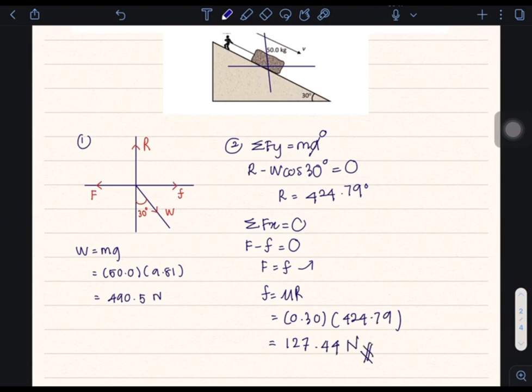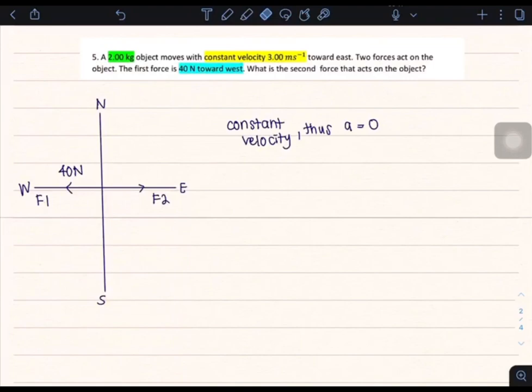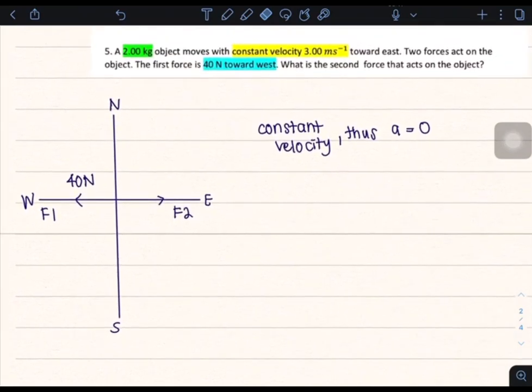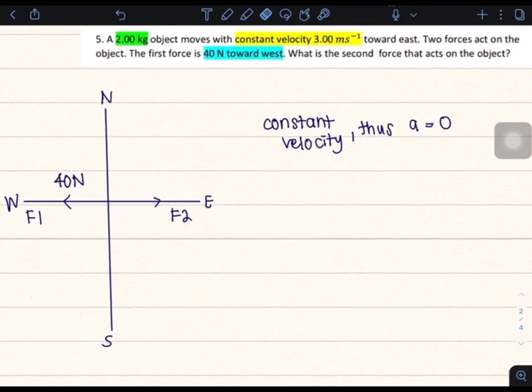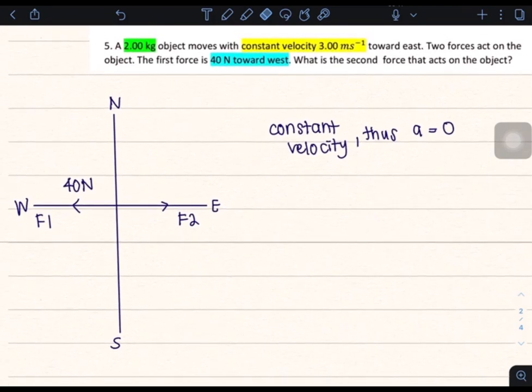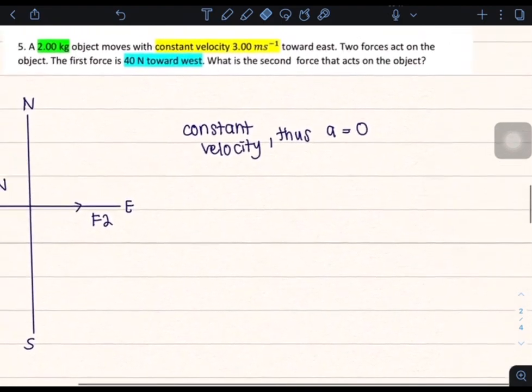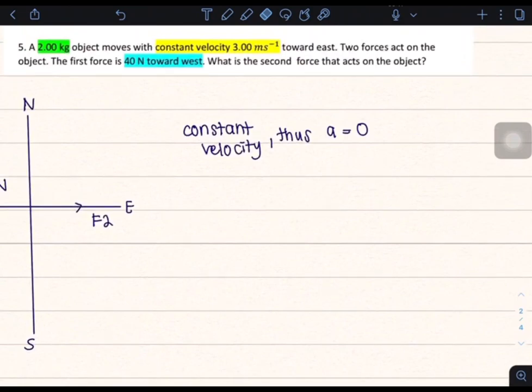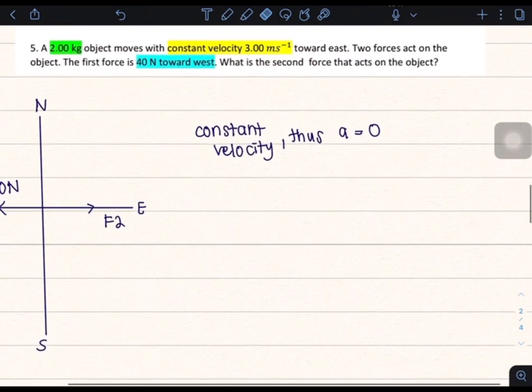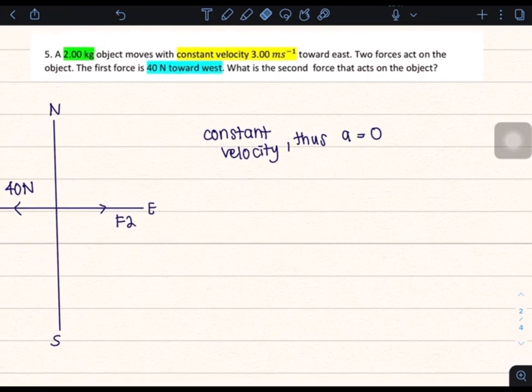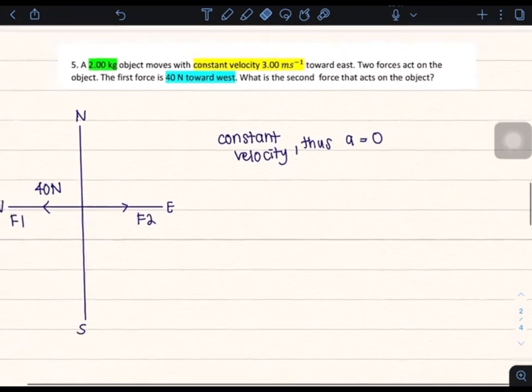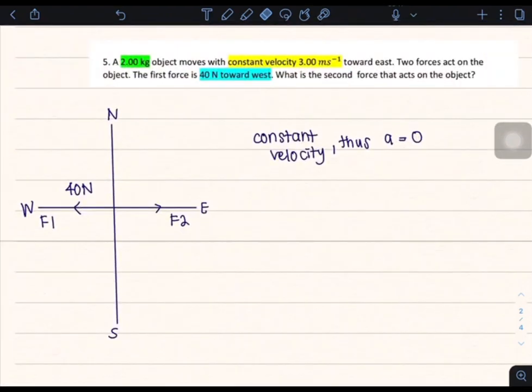So that's all. For question number 5, given that an object of mass 2 kg moves with constant velocity towards east, two forces will act on the object. One will go towards east and another one will go towards west with 40 Newton. They want to know what is the second force that will act on the object. As we know, constant velocity means acceleration is equals to 0.